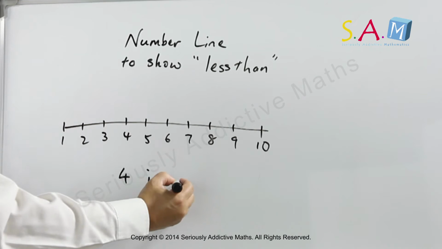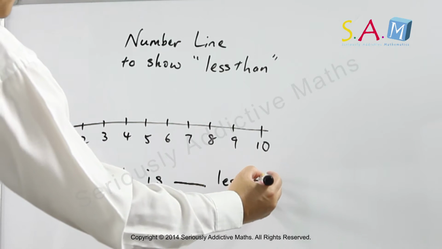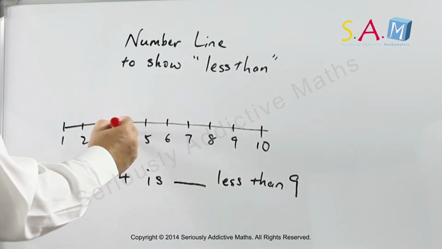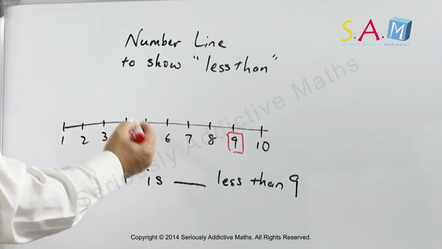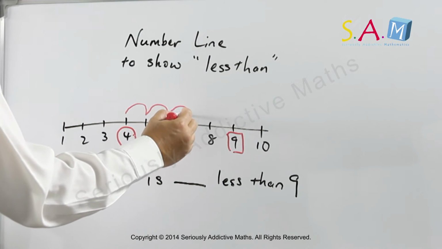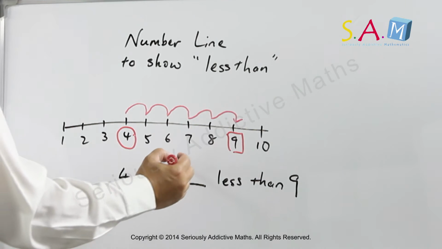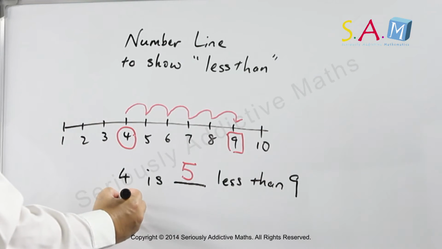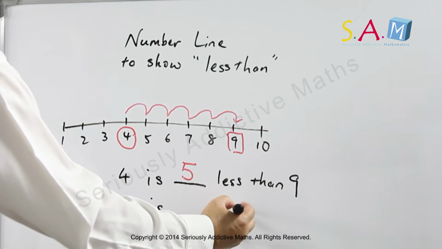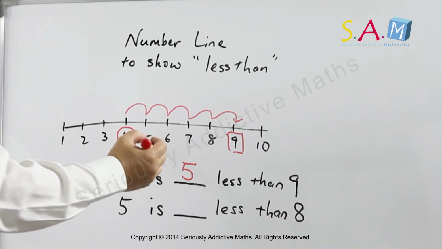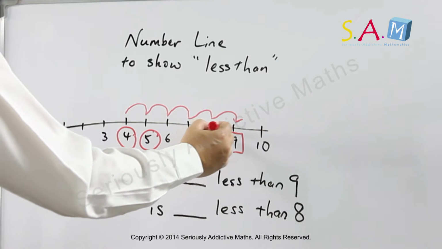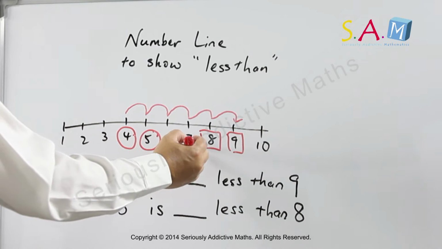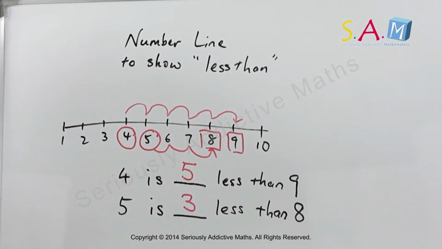4 is how many less than 9? So this is 4, this is 9. How many less than 9? 1, 2, 3, 4, 5. 4 is 5 less than 9. Next example. 5 is how many less than 8? For example, if I have 5 and I have 8, so 5 is 1, 2, 3 less than 8. That's using the number line to show.